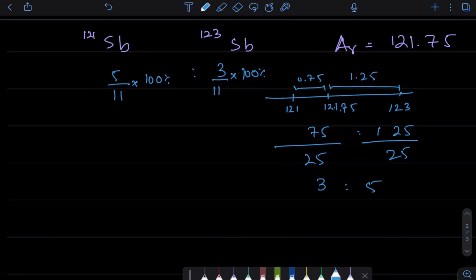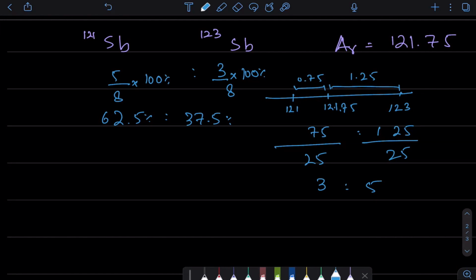So what do you get? 5/8 multiplied by 100% and 3/8 times 100%. So 800 divided by 8 is 100. 12.5 times 5, 62.5. And this one, 100 minus that, 37.5. Can somebody confirm if these are correct? I don't have a calculator. You can confirm if the values are correct, but this is how the method is going to be.